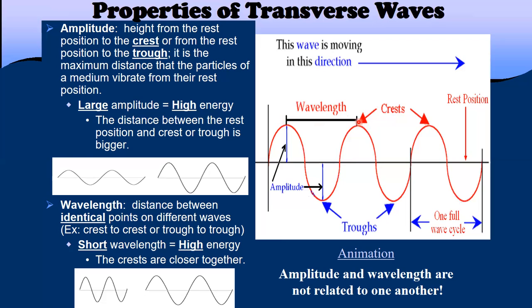Now, just like amplitude, we don't have to use the crest. We can also use the troughs. So we come down here and we measure from the very, very bottom of the trough, and then we go over and we measure the very, very bottom of the other trough. That is one wavelength. That's all. Usually that's what we measure, wavelength. So it goes from here to here. Okay, and that's the same thing as measuring from crest to crest. You can also measure from trough to trough.